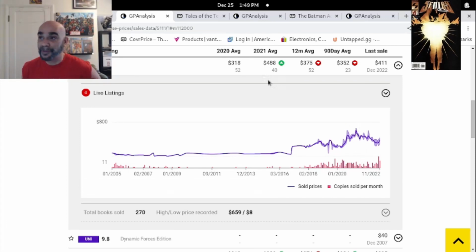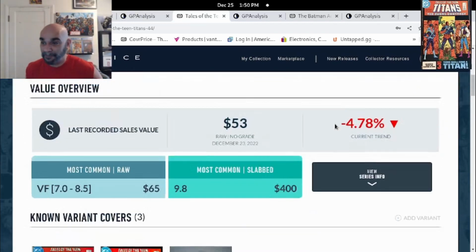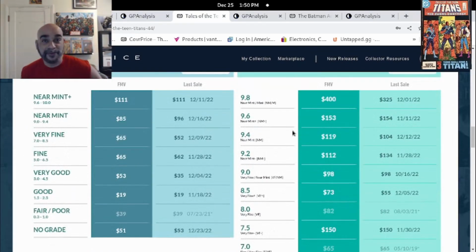Let's go on to book number two. And book number two today is Tales of the Teen Titans number 44 from DC Comics in 1984. And this is the very first appearance of Dick Grayson as Nightwing. Now, Dick Grayson obviously was Batman's first Robin, and his very first appearance is stupid money, but his first appearance as Nightwing is actually quite affordable.